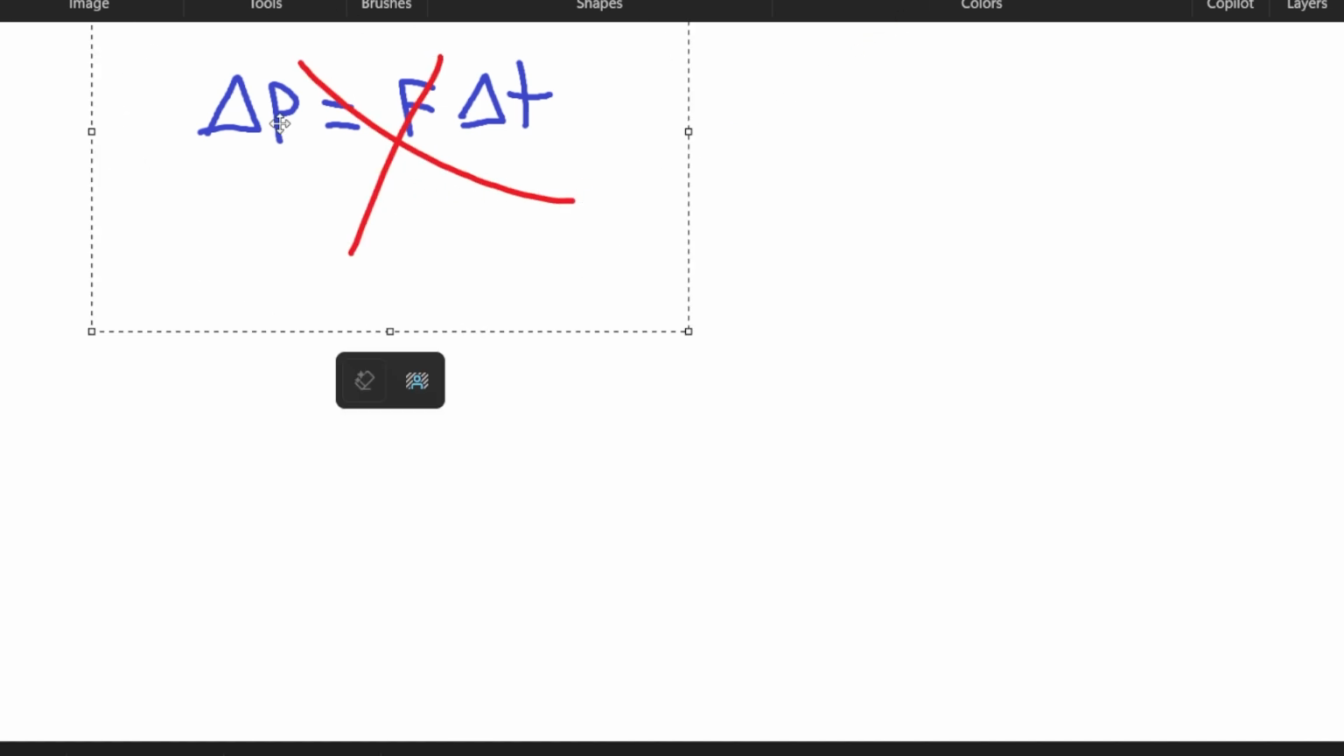So here's something we have to know about the impulse formula. This is assuming that the force is constant. You can only use this formula when the force is constant, but once it isn't, you just throw it out the window.